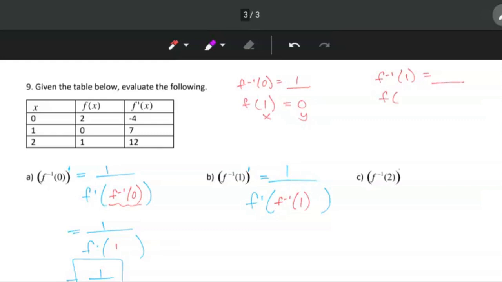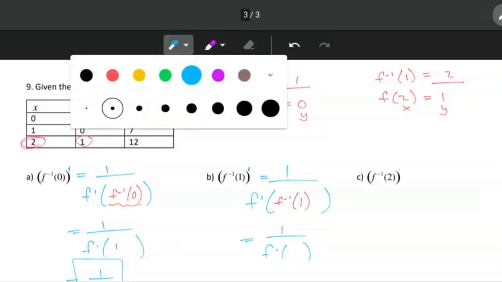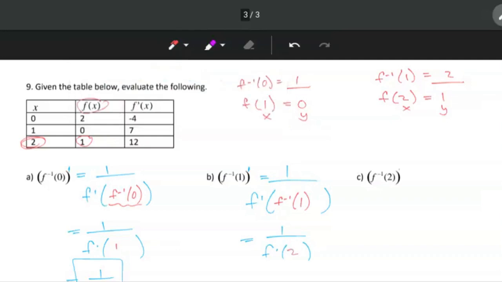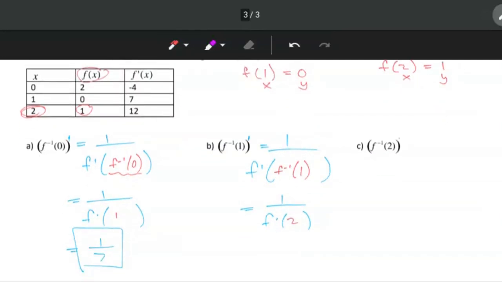If you reverse it, it's really f of blank equals 1. We're looking for the x value that gives a y value of 1. So a y value of 1 is the x value of 2. So really 2 is going to go in that parenthesis. So it's 1 over f prime of 2. All right, so now we got to figure out what f prime of 2 is. If you look at the f prime column and the 2 row, f prime of 2 is 12. So that answer is 1/12.